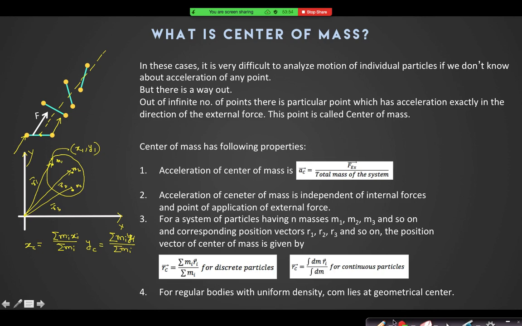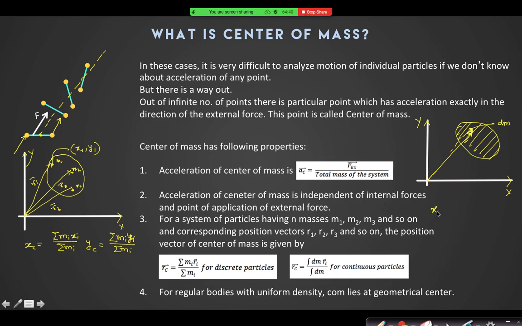That means you can identify which mass is m1 and which mass is m2. But if I have a continuous object like this, can you identify where m1 and m2 are? No, sir. I cannot identify which one is m1, m2. So what I will do, I will take a small dm mass anywhere, and I will find the position vector of the dm mass. Then I will integrate it, because I cannot add all the dm masses multiplied with their position vectors. Why? Because there are an infinite number of dm masses. How many will I add up?